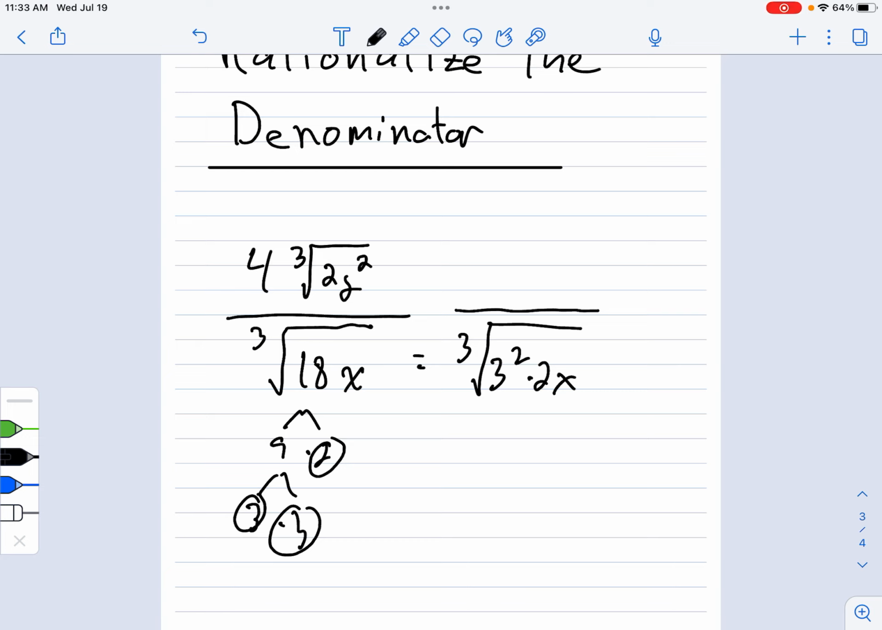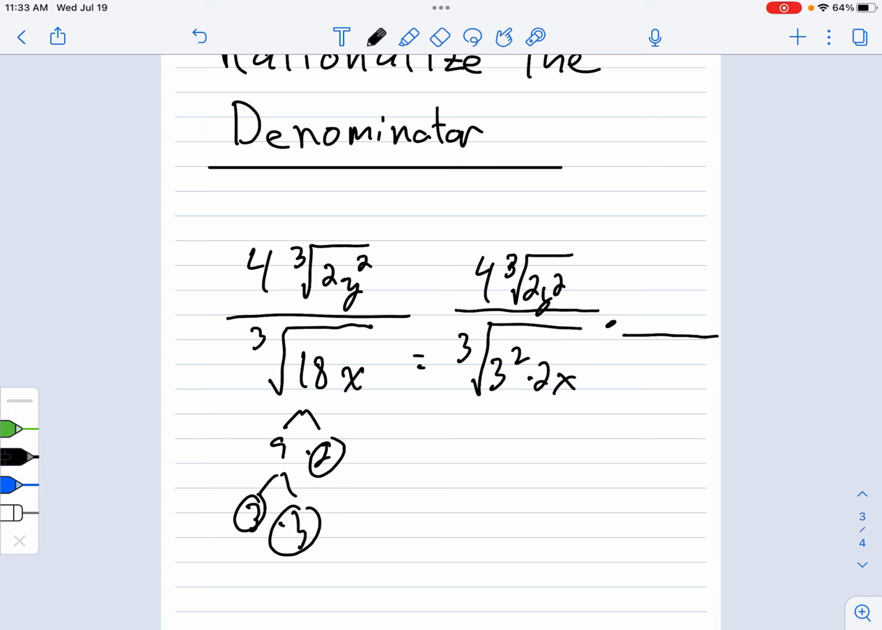Same applies for the numerator where I have a 2y squared. Let me rewrite that. Yeah, there's nothing I could take the cube root of in there. Okay, so the first thing you want to do is always see if you can simplify your radical first. It just makes things a little easier for you.